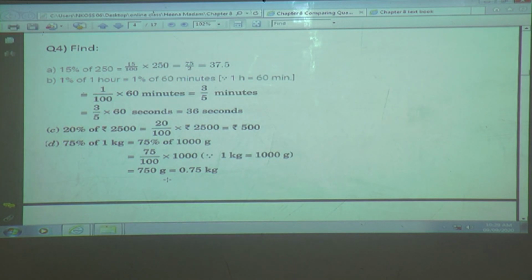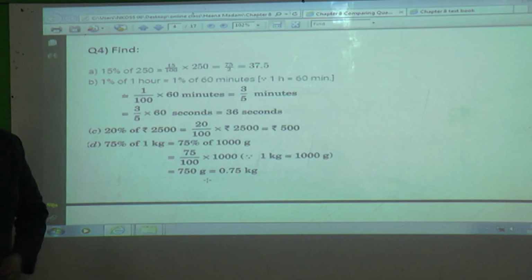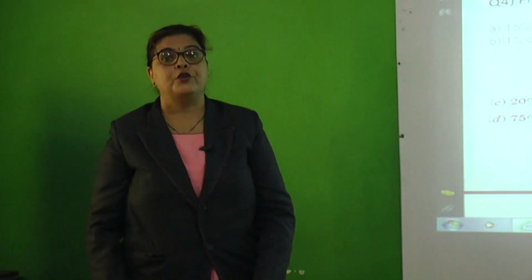So we have tried to solve some examples related to our exercise, and I hope, my dear students, you have understood the sums which we went through in some easy steps. So please try to solve them from the textbook. Just go and read the textbook, create your own examples, and try to solve them.